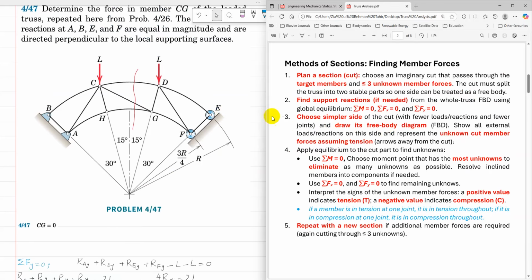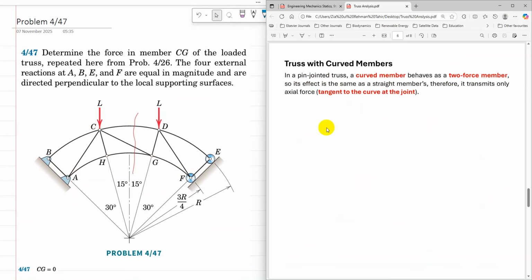Once the reactions are found, I'm going to choose the simpler side of the cut. Both sides are the same, so it is possible to select either, because they have the same number of joints and the same number of loads and reactions. I'm going to select the left side for analysis.